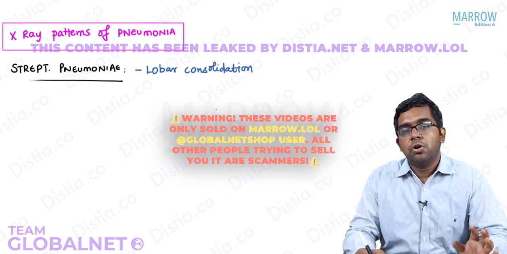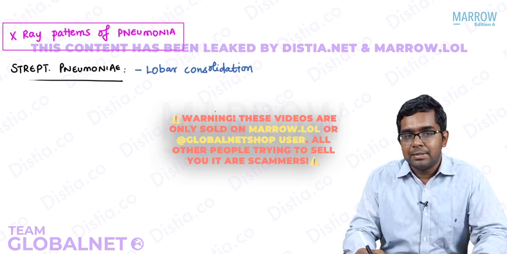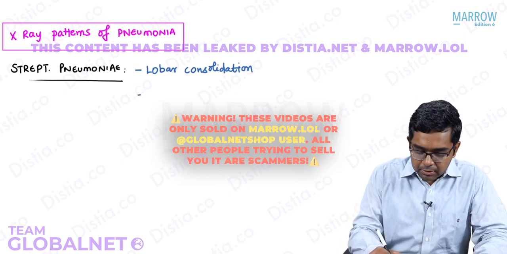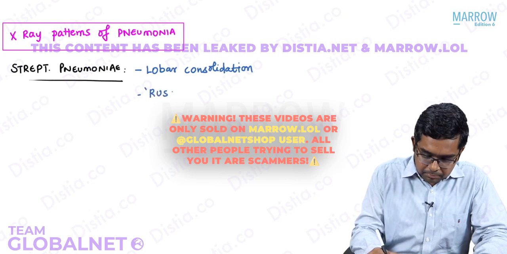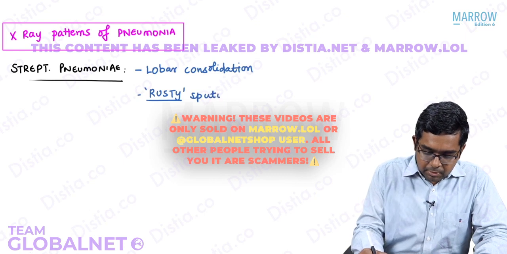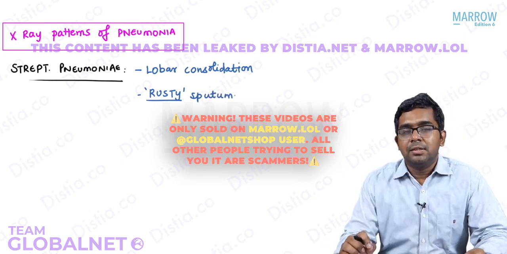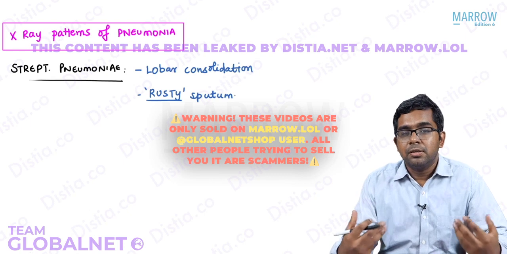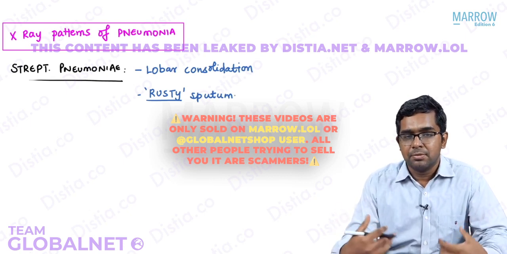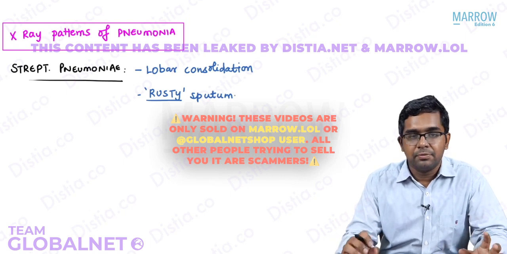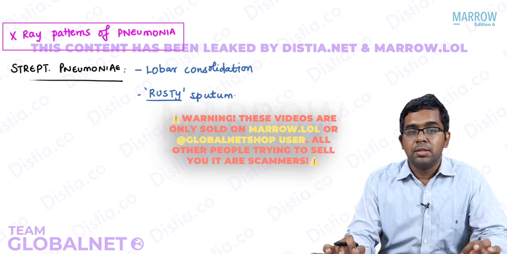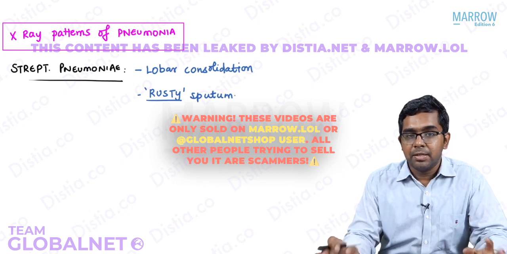Another characteristic feature of Streptococcus pneumoniae is that it is associated with a typical sputum called rusty sputum. This is a characteristic description. But please note that young children don't tend to bring out the sputum, they swallow the sputum instead. So even though rusty sputum is a characteristic finding, you don't always observe it in children, because children usually swallow the sputum instead of bringing it outside.